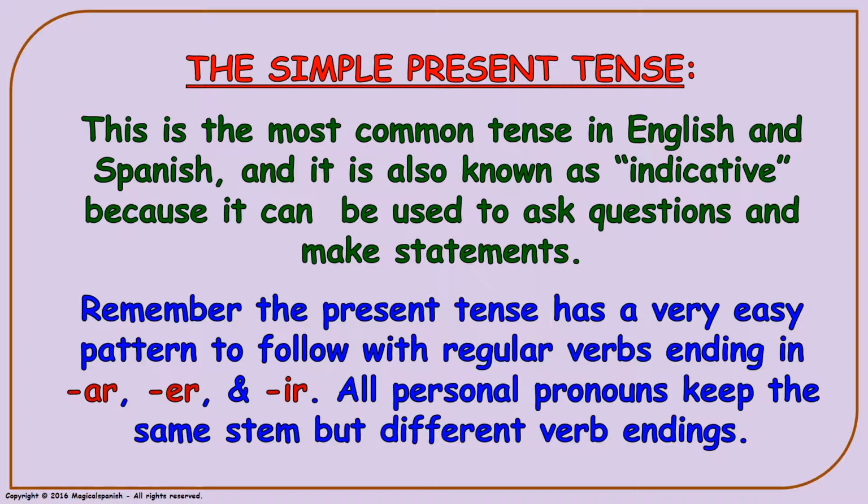The simple present tense. This is the most common tense in English and Spanish, and it is also known as indicative because it can be used to ask questions and make statements. Remember, the present tense has a very easy pattern to follow with regular verbs ending in AR, ER and IR. All personal pronouns keep the same stem but different verb endings.